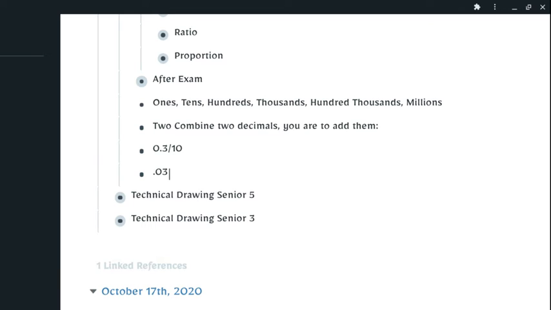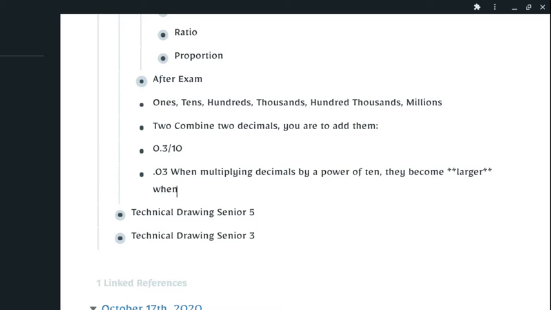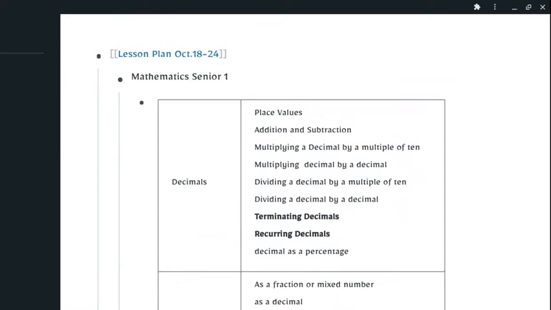Right. So therefore we can say when multiplying decimals by a power of 10, they become larger. When dividing a decimal by a power of 10, they become smaller. So that's the rule. Everybody understand? Yes, sir. All right. So we're going along in good fashion.